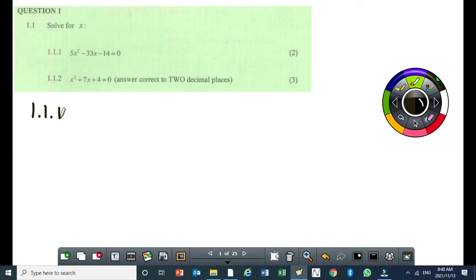1.1.1. Now, these type of questions, they should not take you long. They are easy questions that you can easily score marks from. So you've got 5x squared minus 33x minus 14 equals 0. Right, I'm going to factorize this. Now, I'm not here to teach you how to factorize. You can use any method that you know.